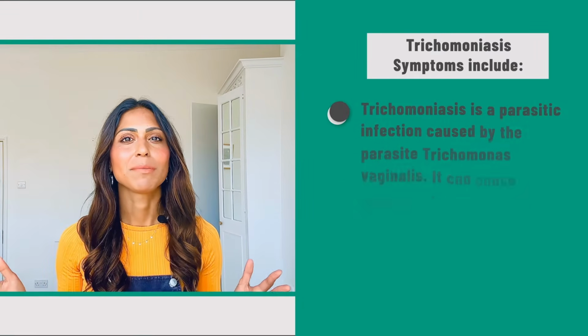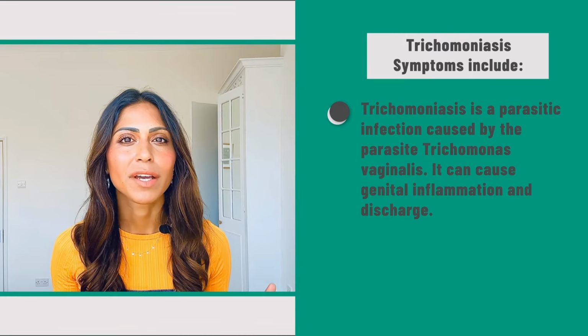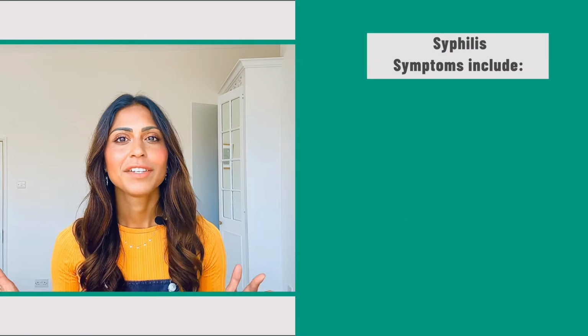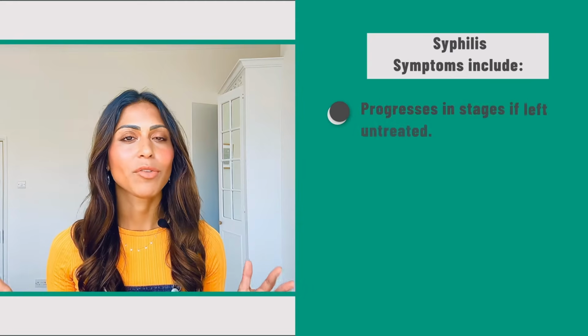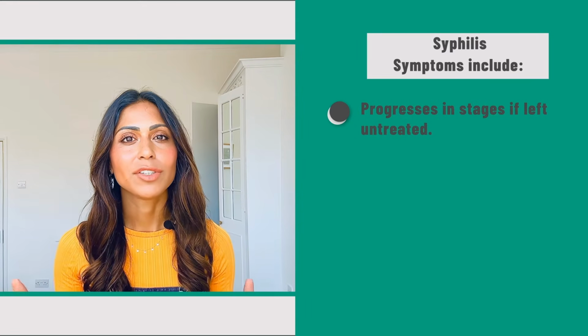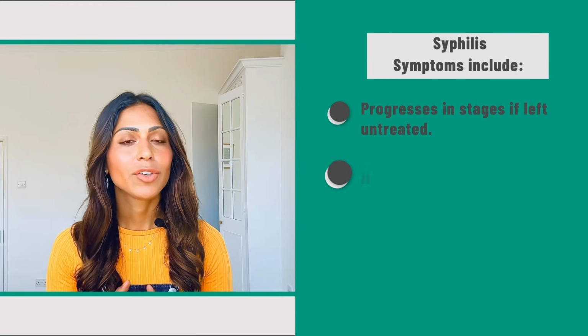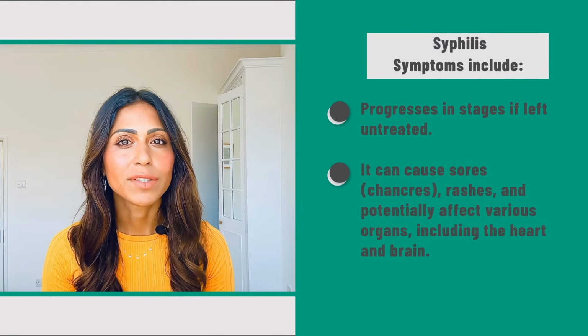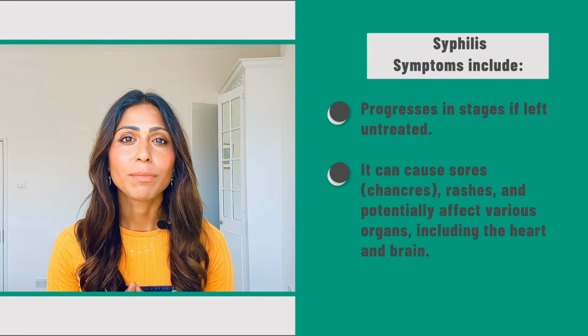Trichomonas. Trichomonas is a parasitic infection caused by a parasite. It can cause genital inflammation and discharge. Syphilis. Syphilis is a bacterial infection that progresses, if you leave it untreated, into different stages. It could lead to sores, rashes, potentially affect various organs, including your heart and brain, but early treatment is essential.